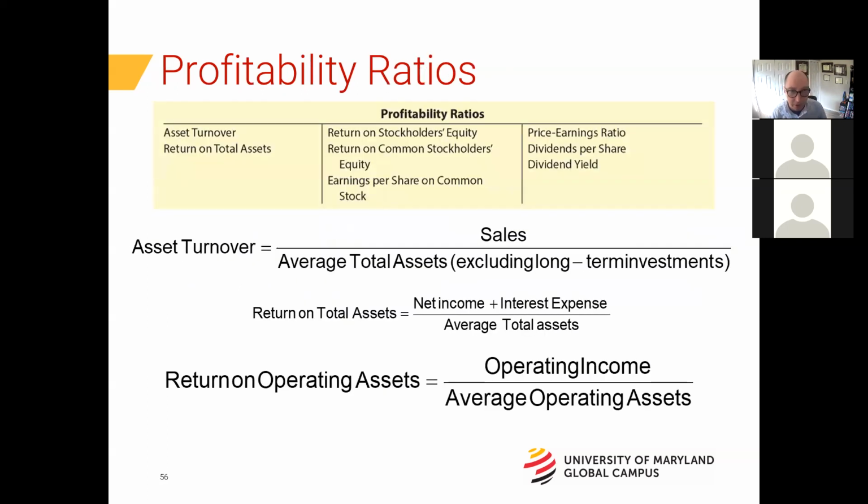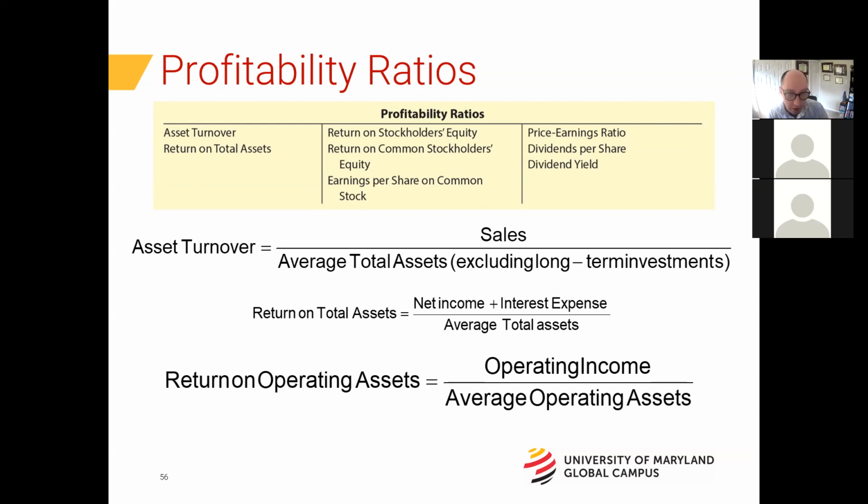Here are a few profitability ratios that we typically calculate in order to understand if the company has the ability to generate a profit. First is the asset turnover ratio. We take total sales divided by average total assets. Here are a couple of keynotes. Sales is revenue. Sales is revenue, okay?